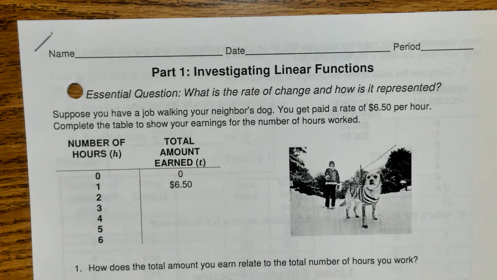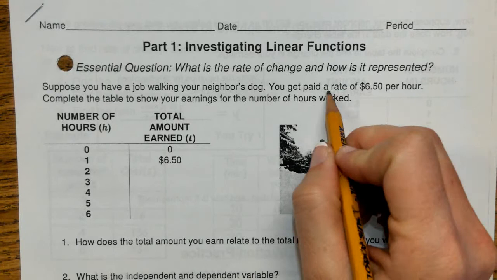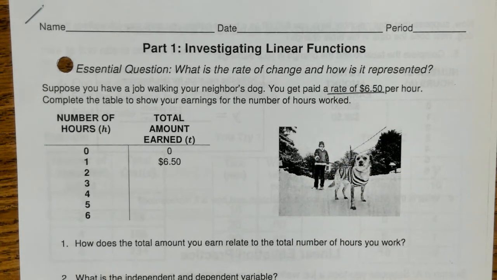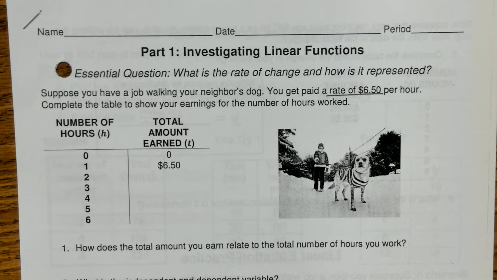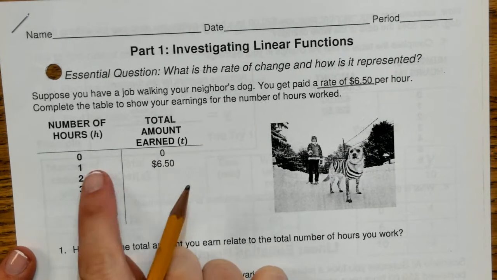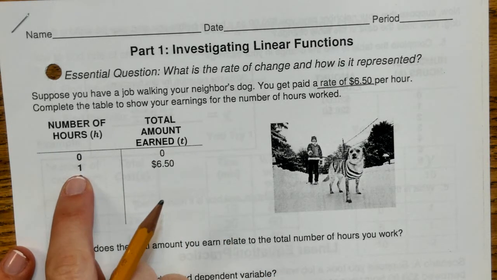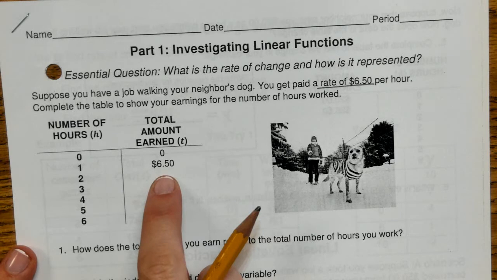Okay, our essential question for today is, what is the rate of change and how is it represented? So our scenario says, suppose you have a job walking your neighbor's dog. You get paid a rate of $6.50 per hour, and we want to complete the table to show your earnings for the number of hours worked. So if you don't work, you don't get paid. 0 hours worked, 0 total dollars. If you only work 1 hour, you get paid $6.50.